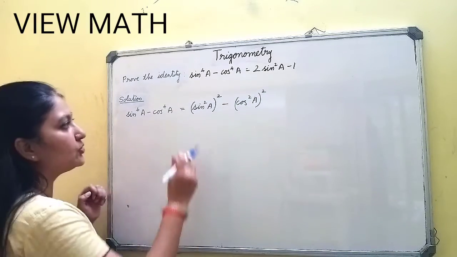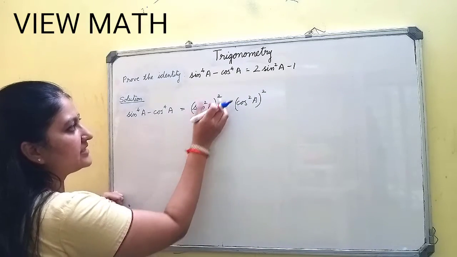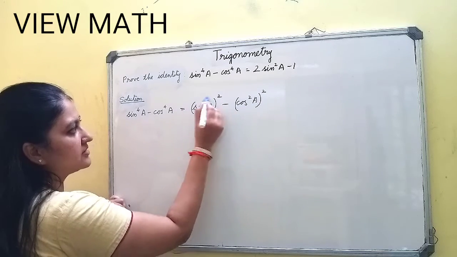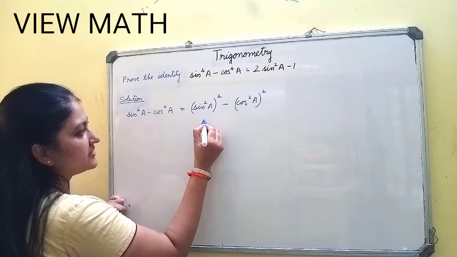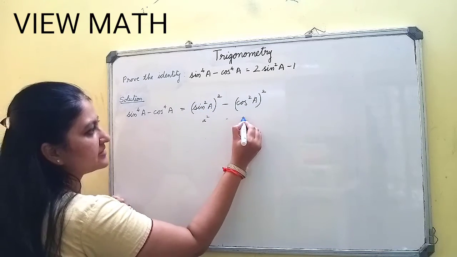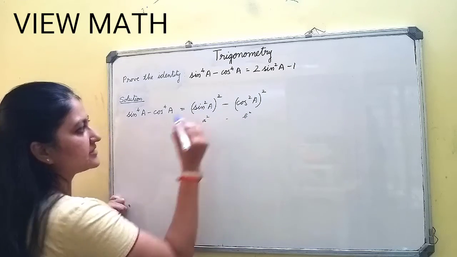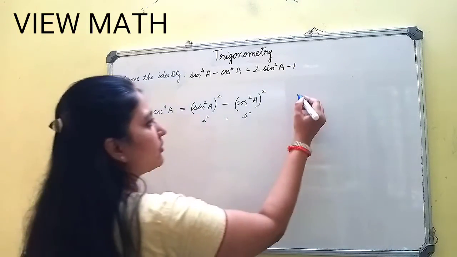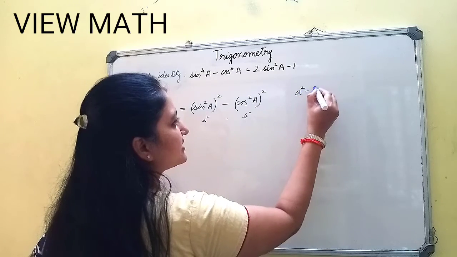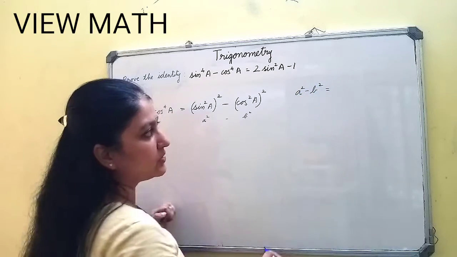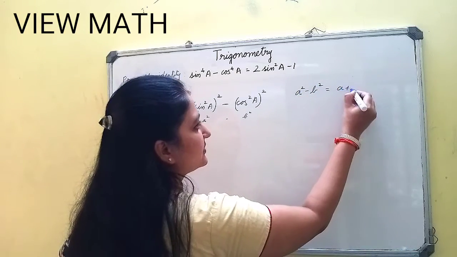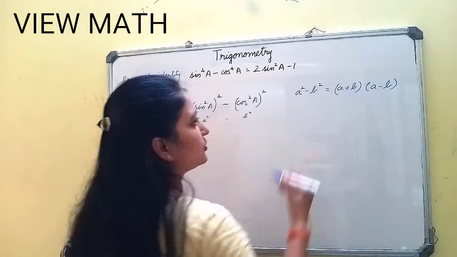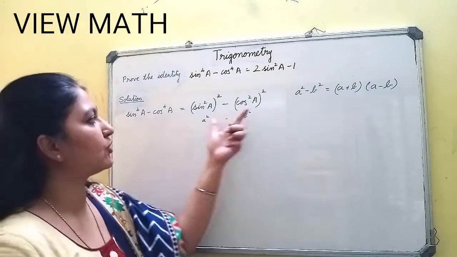Okay. Now you can see this is nothing but A square minus B square. So A is your sin square A, B is cos square A. What is the formula for A square minus B square? It is equal to (A plus B) into (A minus B). You know this formula, so I am going to use this formula here.